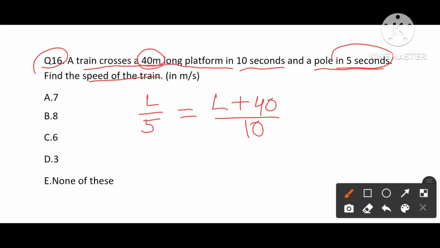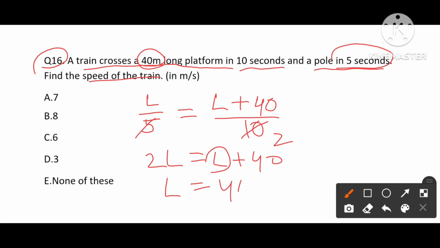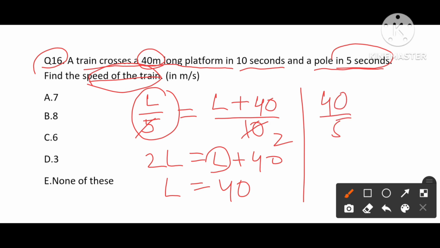So equating speeds, we get this will be 5 2 times. So 2L equals L plus 40. So this L comes to this side with a minus, so the L value will be 40. So the length of the train is 40. Now the question asked is to find the speed of the train. Speed of the train is nothing but L by 5, which will be 40 divided by 5, which will be 8 meters per second. So the answer will be option B, 8.